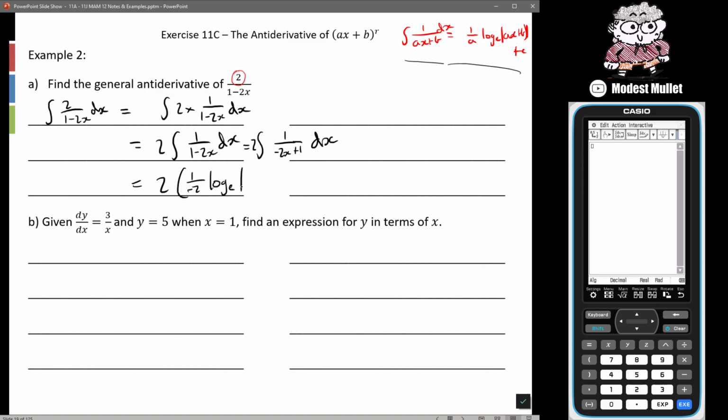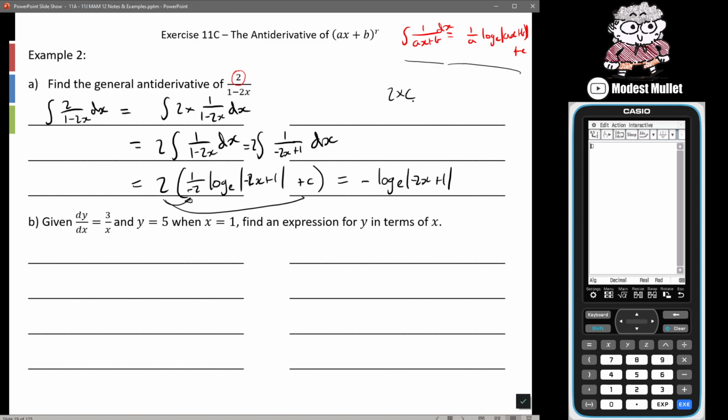Log to the base e of negative 2x plus 1, absolute value, plus c. Okay, bring this 2 inside, so we get the 2 times by that, and that just becomes negative, and we get log e to the negative 2x plus 1 in the modulus. And now we also have to multiply the 2 times c. Now c is just a placeholder for any constant. Okay? It can be any number, and then we're going to double it.